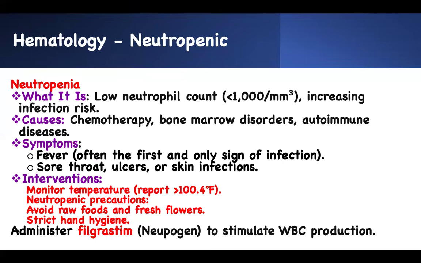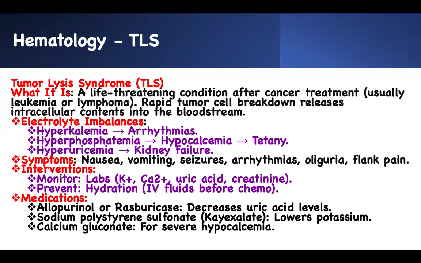Treatment is to increase the WBC, and what we use is filgrastim. This is going to stimulate white blood cell production. I told you about raw food, flowers, hand hygiene, all these things are very, very important. Like I told you, this is our summary so that you at least have an idea what is going on.